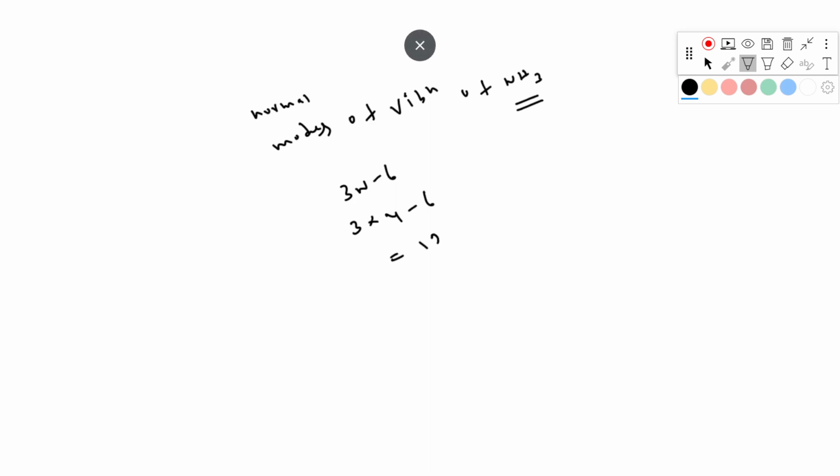Next question. Number of normal modes of vibration of ammonia. Ammonia is non-linear, so I can write 3n minus 6. Simple formula. 3 into number of atoms 4 minus 6. 12 minus 6, so 6 is the answer.